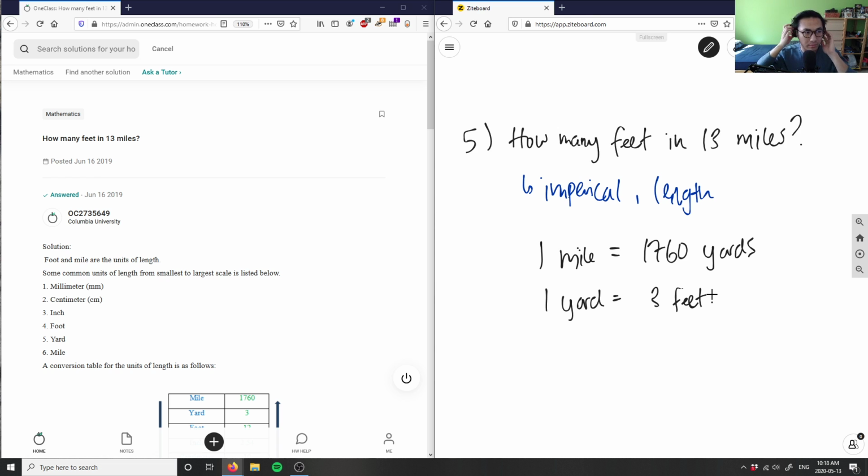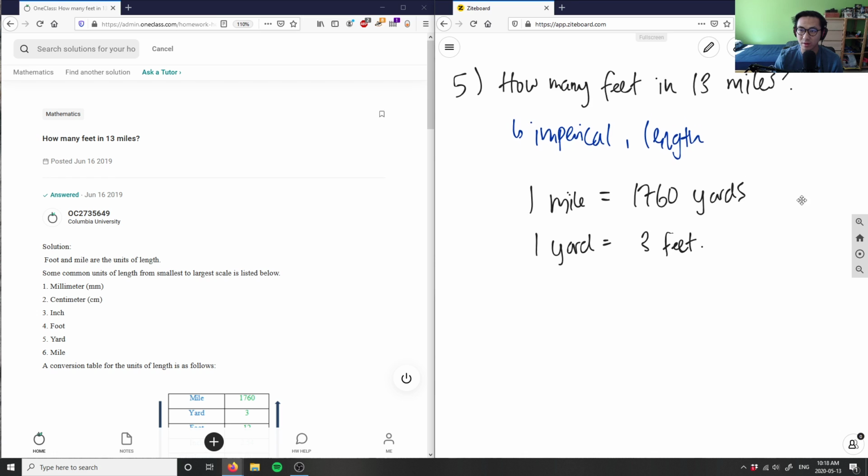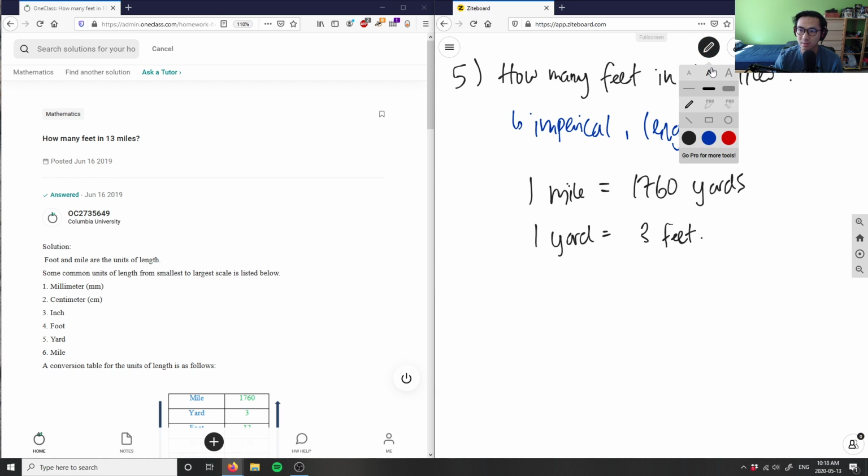So we're going to do some unit analysis here. We have to use that concept to figure out how many feet are in miles here. Because if you look at our units, we have miles here, and it doesn't directly equate to feet, right? It equates to yards first, and then it's going to equate to feet. So what we're going to have to do is something called dimensional analysis.